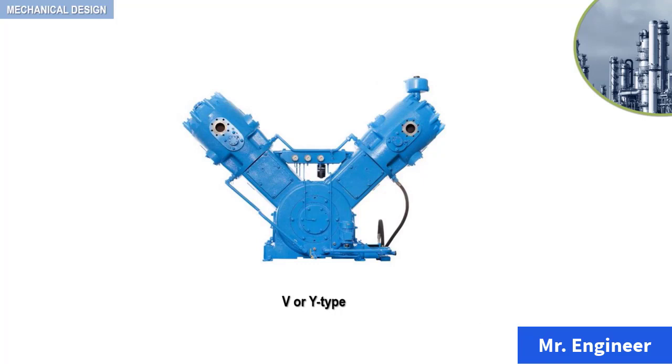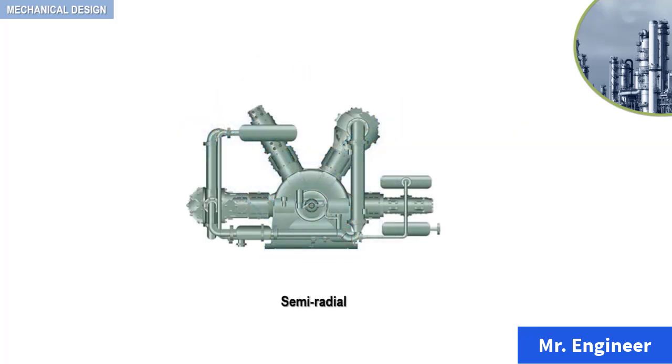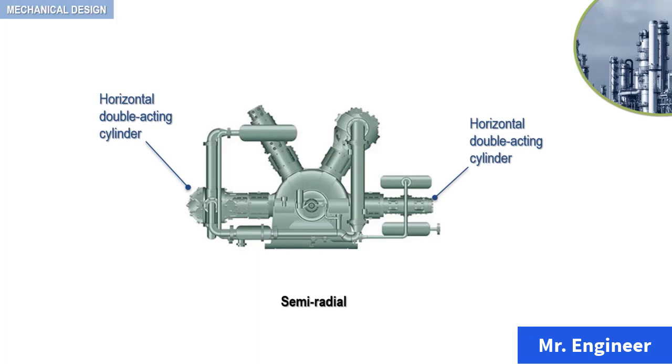V or Y-type reciprocating compressors are two-cylinder, vertical double-acting machines in which the compressor cylinders are arranged at some angle, usually 45 degrees from the vertical, and are driven from a single crank. Semi-radial reciprocating compressors are similar to the V-type that we have seen previously, except that in addition to the double-acting compressor cylinders, arranged at an angle from the vertical, horizontal double-acting cylinders are also arranged on each side, all operated from a single crank pin.